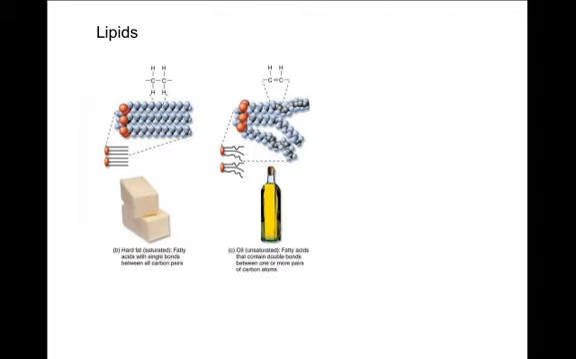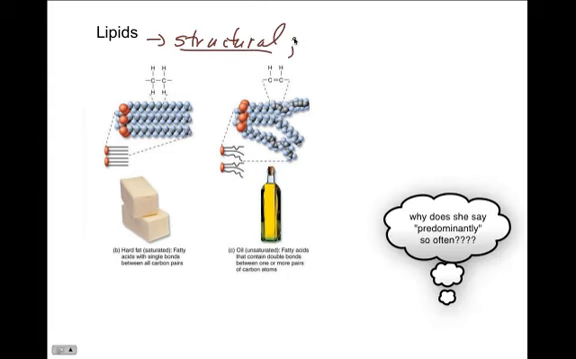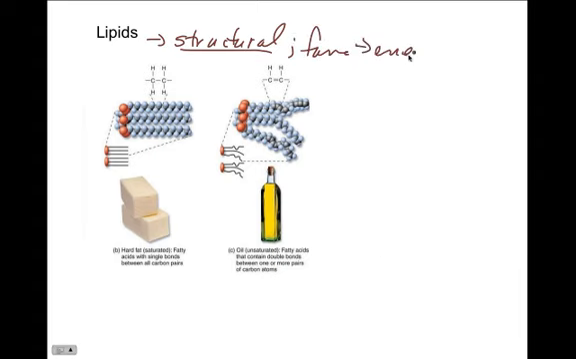Then we have lipids. Lipids are going to be predominantly structural in terms of their particular function. They could also be functional in terms of a backup energy source. For example, brown bears that hibernate have something called brown fat. Or we look at migratory birds, they also have a special type of fat that will allow them to cross those long distances in their migration.